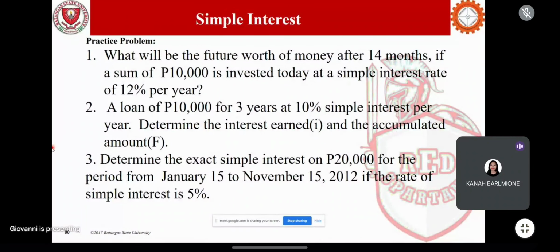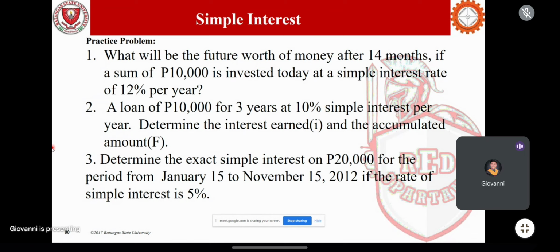Tapos ang mangyayari po ay yung P po, which is 20,000 times 305 divided by 360 po. Then times yung interest po na 0.05. Ang nakuha ko po ay 847.22 po.